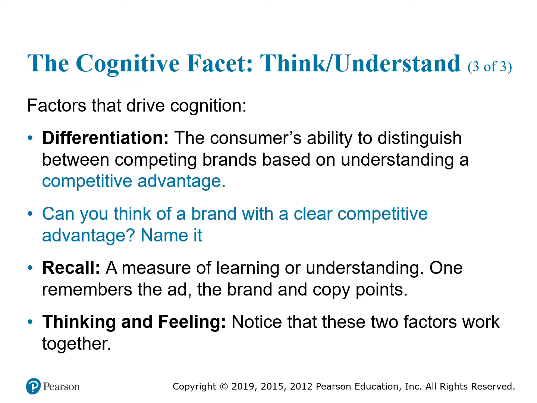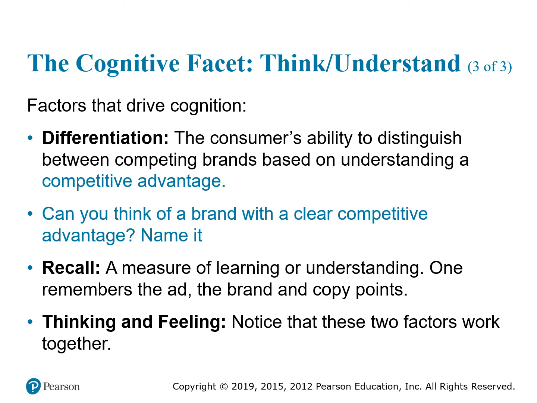So differentiation, that's the consumer's ability to distinguish between competing brands based on an understanding of a competitive advantage. So you may buy a certain pair of sneakers or jeans or a car because it has a competitive advantage over others. Maybe the style's nicer or the quality of it's nicer. Can you think of a brand with a clear competitive advantage? I'm sure that you can. It's usually the brands that we buy. We think that they are better. Maybe the price is lower.